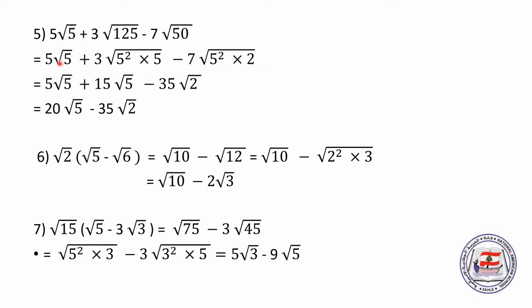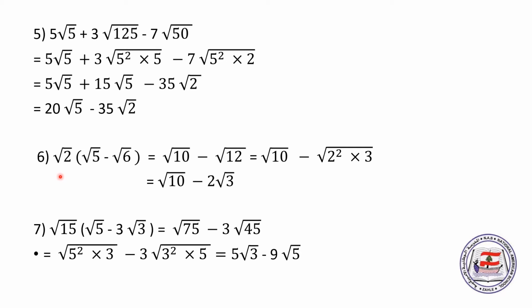So the expression will be in the form 5 radical 5 plus 3 radical 5 squared times 5 minus 7 radical 5 squared times 2. Reducing a radical of 5 squared, we get 5 radical 5 plus 15 radical 5 minus 35 radical 2. Adding the identical radicals, we get 20 radical 5 minus 35 radical 2. And this is the final answer since we don't have identical radicals.